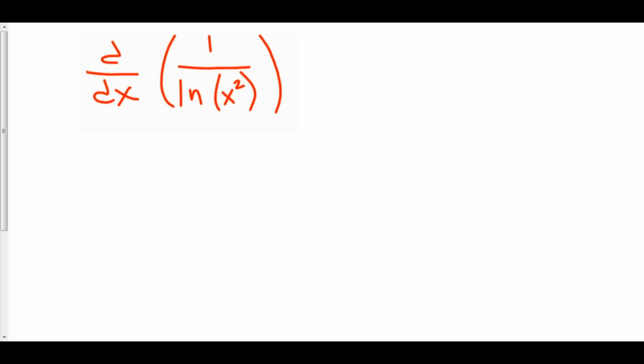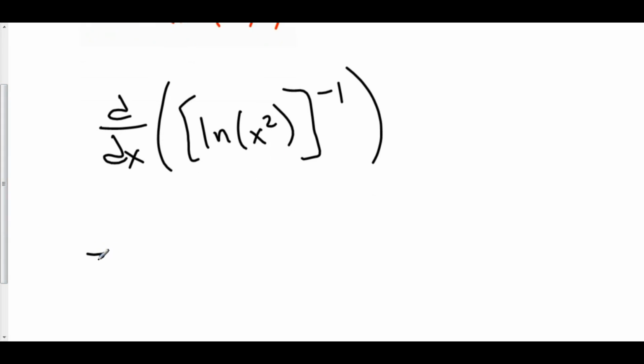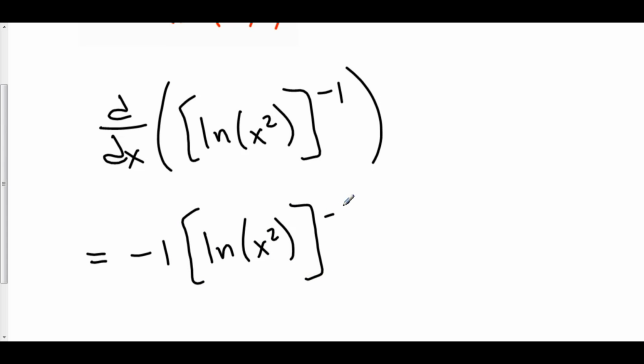Here we are asked to find the derivative of 1 over the natural log of x squared. Well, first, we can rewrite this in a way that's more visually appealing. We can rewrite this as the natural log of x squared raised to the negative 1. In this way, it's obvious now that we have stuff to the negative 1. And the derivative of stuff to the negative 1 is negative 1 stuff to the negative 2 times the derivative of the stuff.